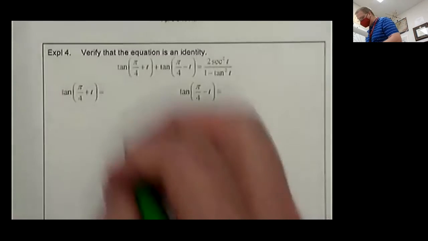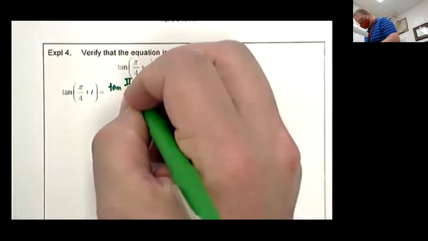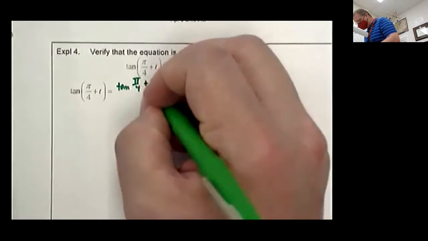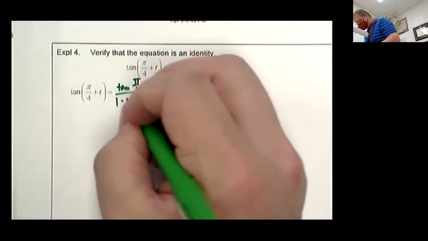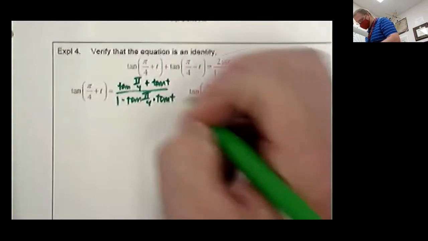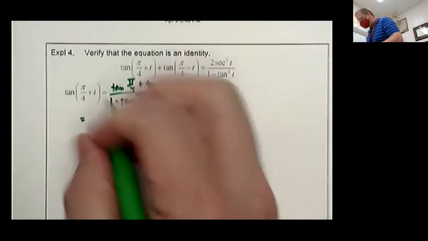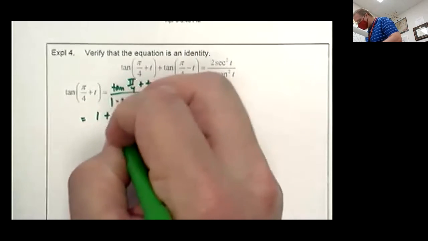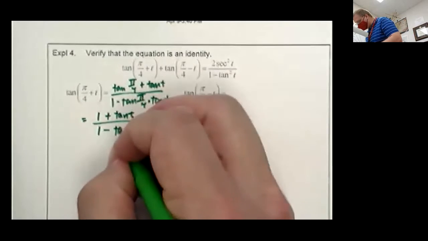So tangent of pi/4 plus t is tangent of pi/4 plus tangent of t all over 1 minus tangent of pi/4 times tangent of t. And we're going to get lucky because tangent of pi/4, well, that's just 1. So we have 1 plus tangent of t over 1 minus tangent of t.